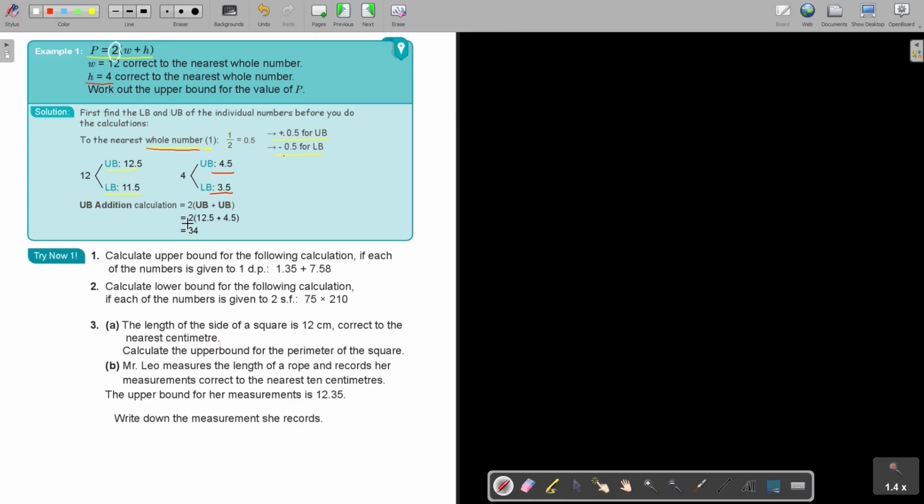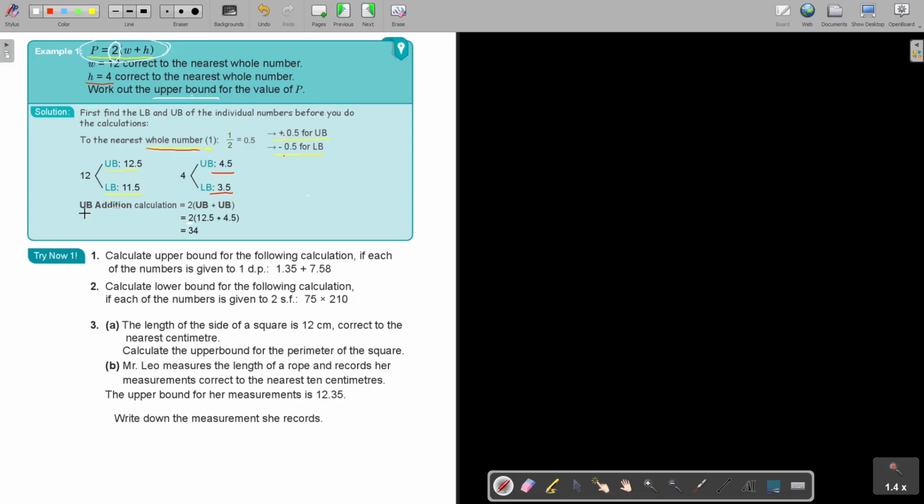And now I can start. So if I want to get the addition, what is the question? Work out the upper bound. They don't ask both. Sometimes they ask just that, meaning the upper bound for this calculation. So if I want the upper, and now this is where my story comes in.